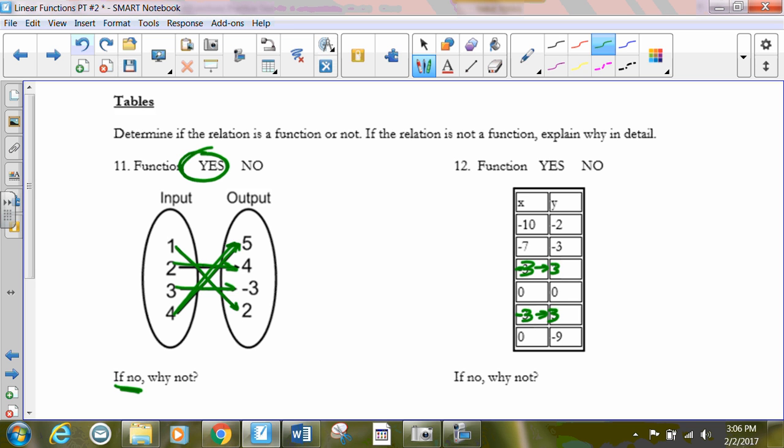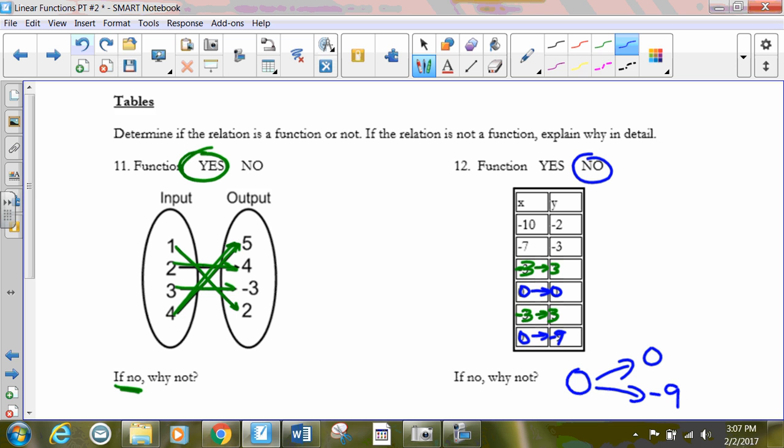But here's the problem. I see two zeros. And the first time I see a 0, it matches up with the output of 0. The second time I see a 0 as the input, it matches up with a -9 as an output. No, no, no. That is not functioning, that box. When you push a 0, you better get out a 0. So that's why we say no, it's not a function. If you want to use words, you can, but you can also just say 0 goes to both 0 and to -9, and that's not okay.